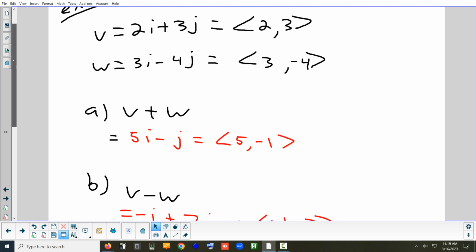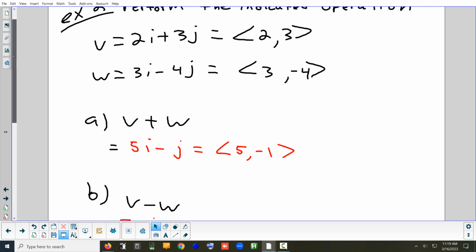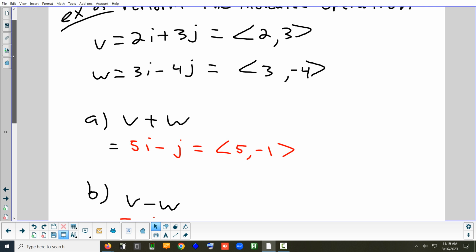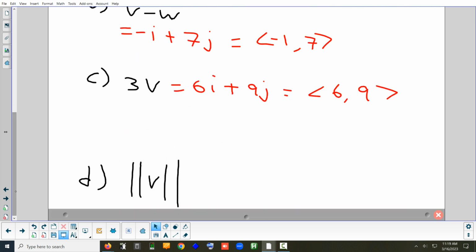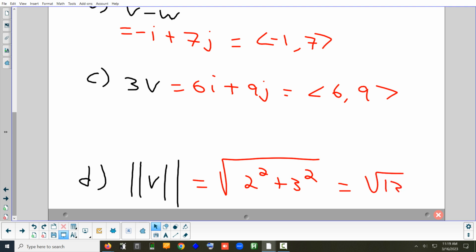So what's going to be my formula to find the magnitude of V if the components are 2 and 3? 2 squared plus 3 squared, take the square root. You're really just finding the length of the hypotenuse. So that's going to be the square root of 13. If they want a decimal, you could write it. If they want it exact, just leave it like that.